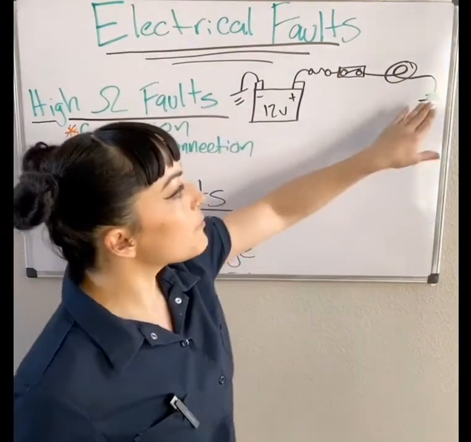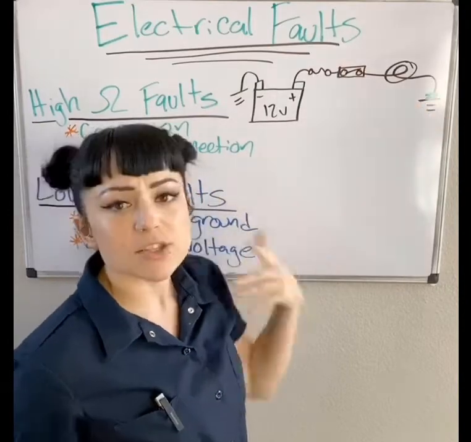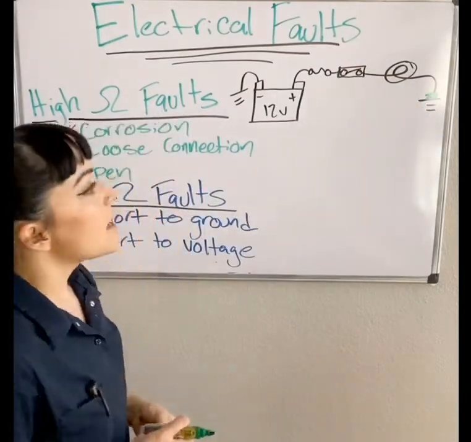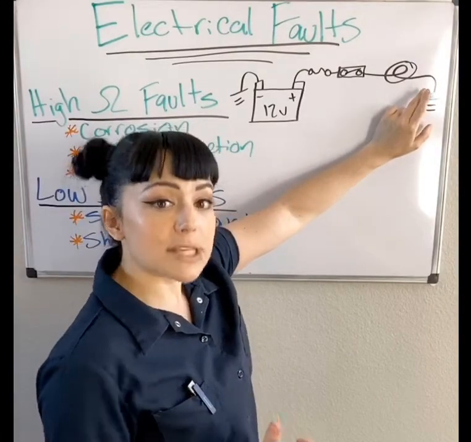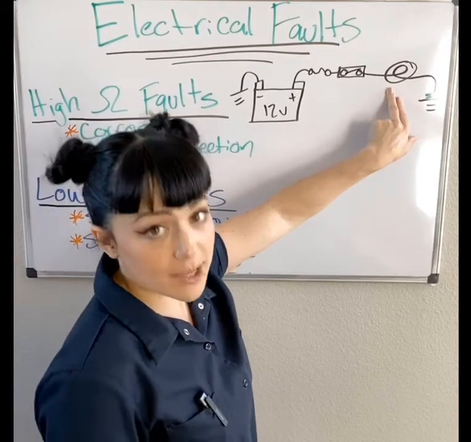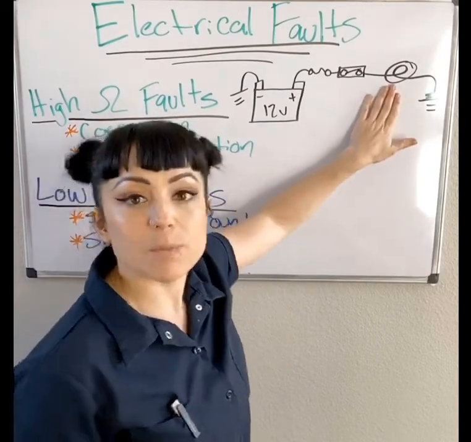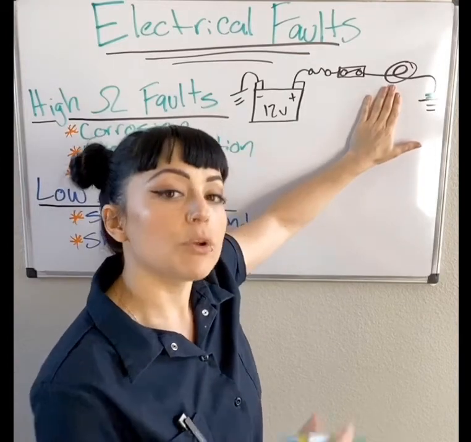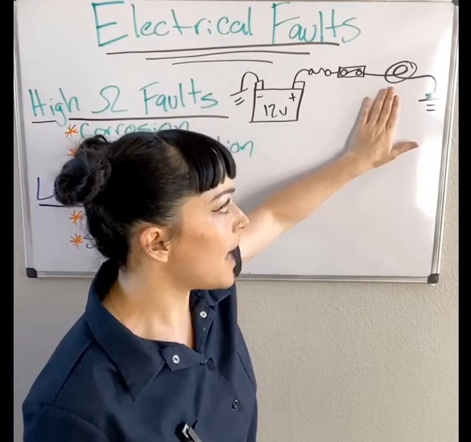So if we have corrosion buildup on the ground here, it doesn't matter where it built up, it turns it into a series circuit. And it'll start to steal voltage and increase resistance. So this light bulb will no longer be as bright as it was. Common problem to happen. If it was a motor, that motor might spin slower. If it was a horn, it would honk at a lower frequency. So that is what corrosion would do.